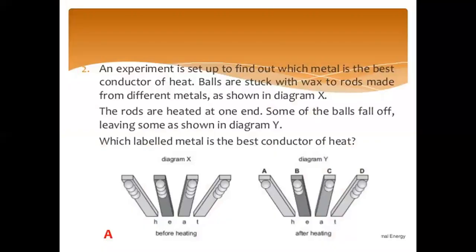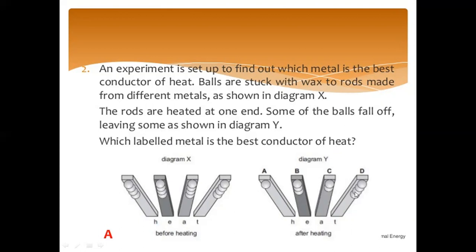Now look at this question. An experiment is set up to find out which metal is the best conductor of heat. Balls are stuck with wax to rods made from different metals, as shown in diagram X. The rods are heated at one end. Some of the balls fall off, leaving some, as shown in diagram Y. Now, which labeled metal is the best conductor? As you see, this is before heating and this is after heating.